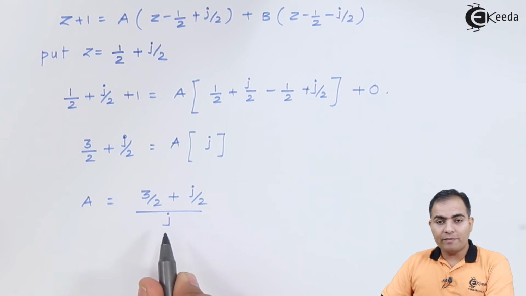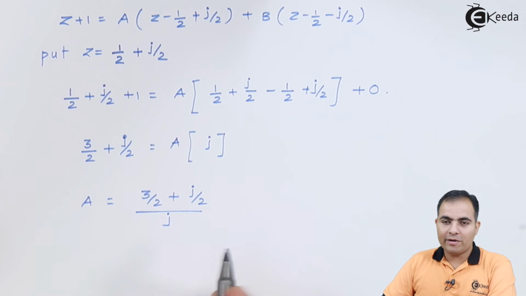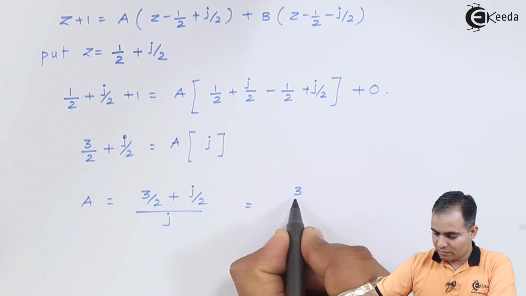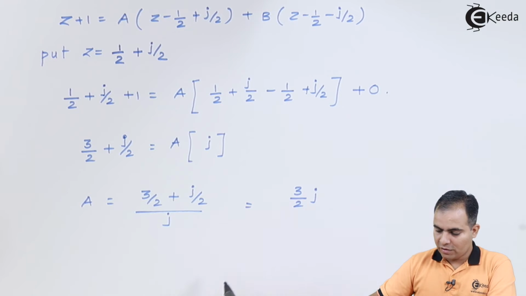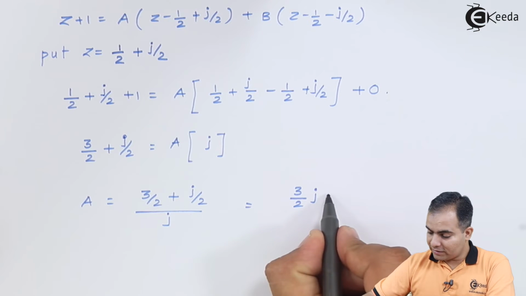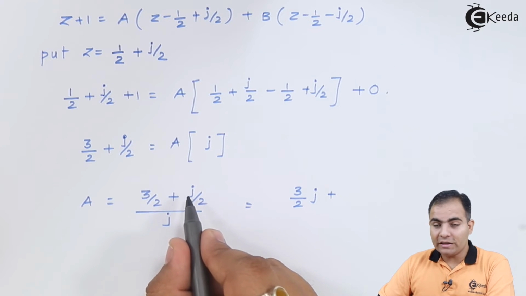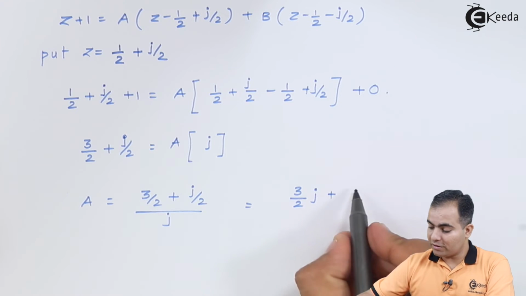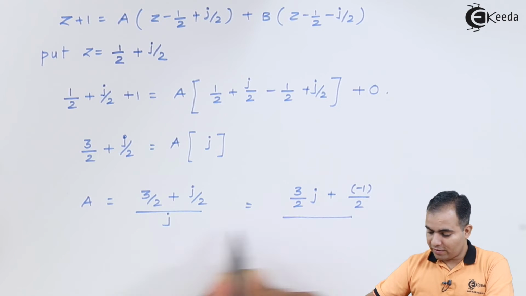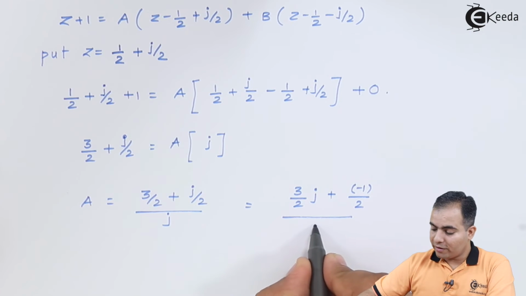Now, we never place j in the denominator. Then what can we do? We'll multiply numerator and denominator by j. So 3 by 2 will be multiplied with j, and here plus j by 2 is also multiplied with j, but j into j is j square, and j square is always minus 1 by 2. Here also j into j becomes minus 1, so here I'm going to write a minus 1.